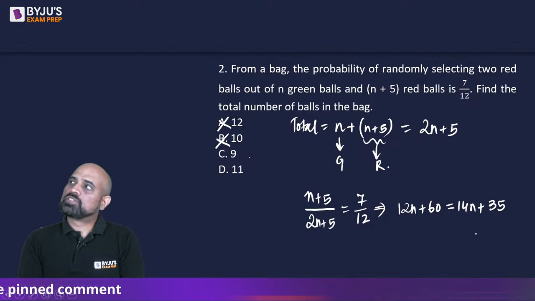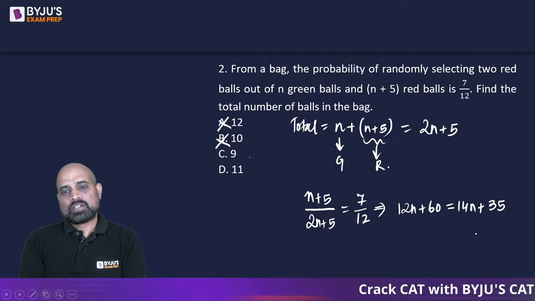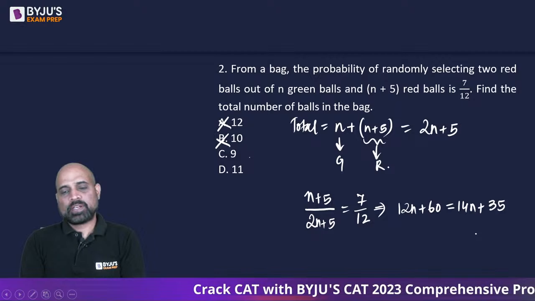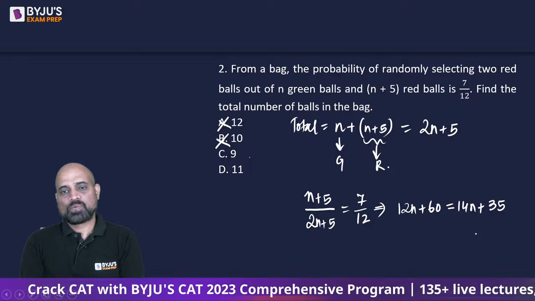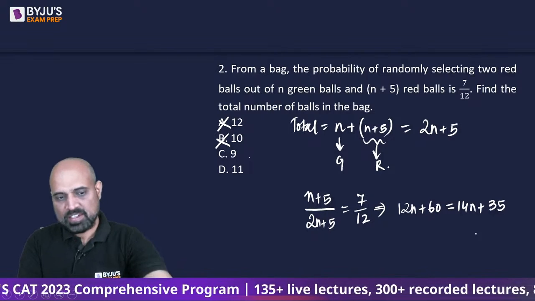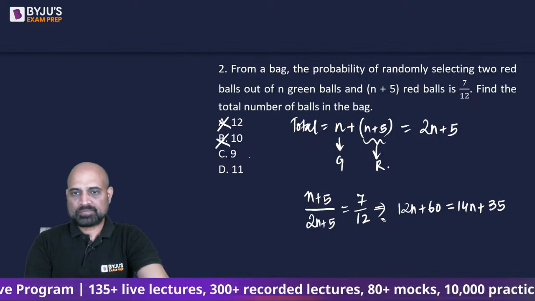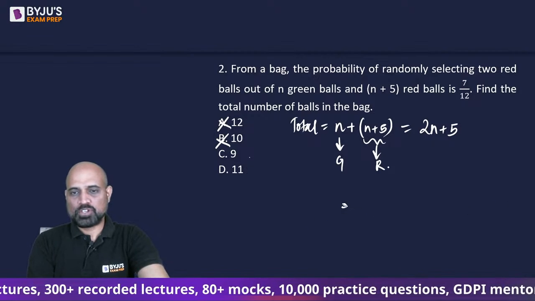Should we do this? Direct 2 red out of total. So this will be not the approach. Let's do one thing, let's use the options.